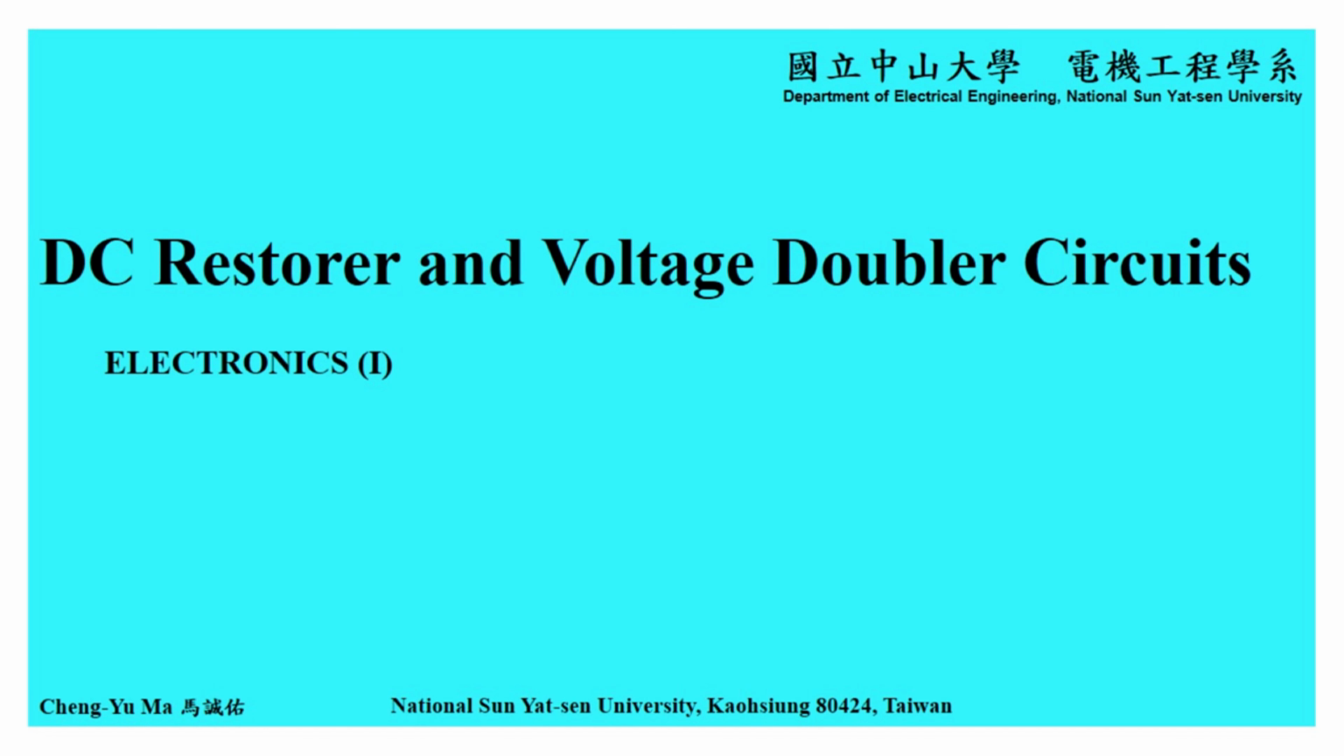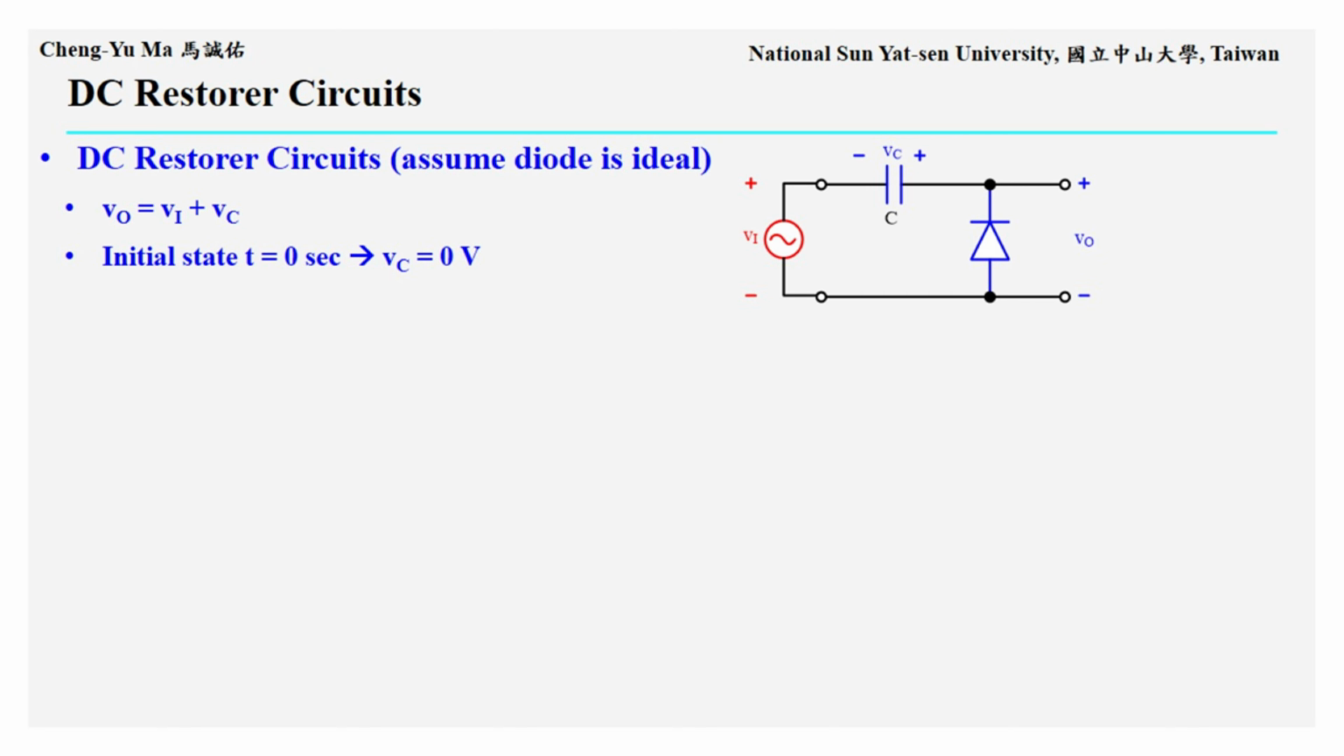Hello, everyone. In this section, we will introduce two diode applications in electronics: DC restorer circuits and voltage doubler circuits. The circuit shown here is a DC restorer circuit. It can be made with a capacitor connected in series with a diode.